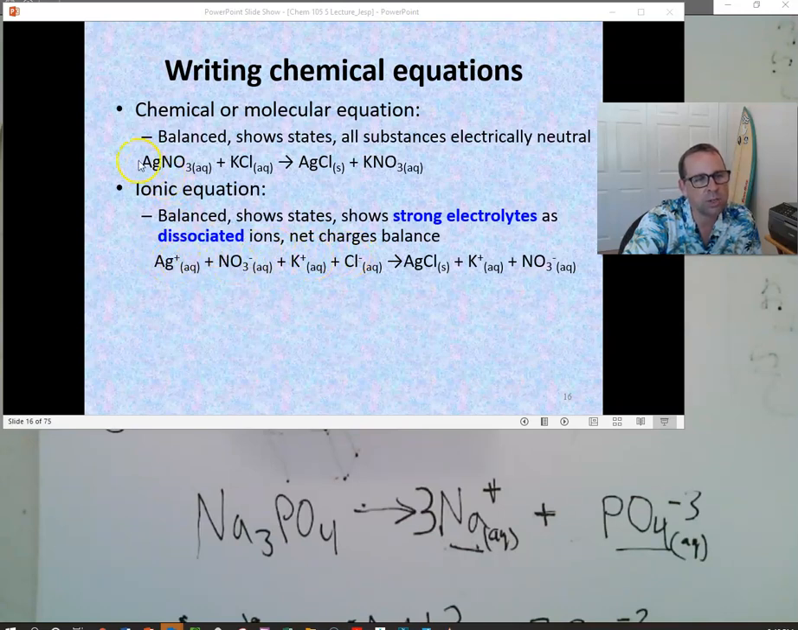So silver nitrate aqueous, I rewrite as silver ions and nitrate ions. See how that happened? And then the potassium chloride, KCl, I rewrite as K plus ion and Cl minus ion. Can you see that? How did I rewrite the AgCl solid? Did I separate it into its ions? The AgCl here, see, it's not separated, is it?